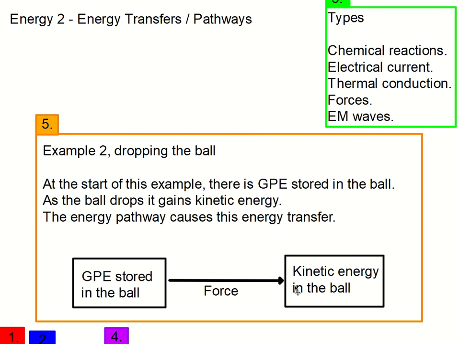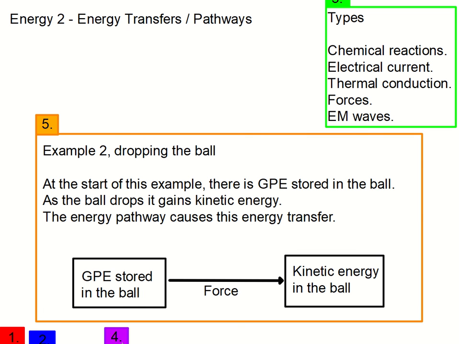So think of your own examples. Imagine walking up the stairs. What would be the energy pathway there? What type of energy, when I started walking, was stored in my muscles? What type of energy did I have when I was at the top of the stairs? What pathway caused me to do that? Obviously, it's pretty similar to the ball example at the start. Same types of energies involved.